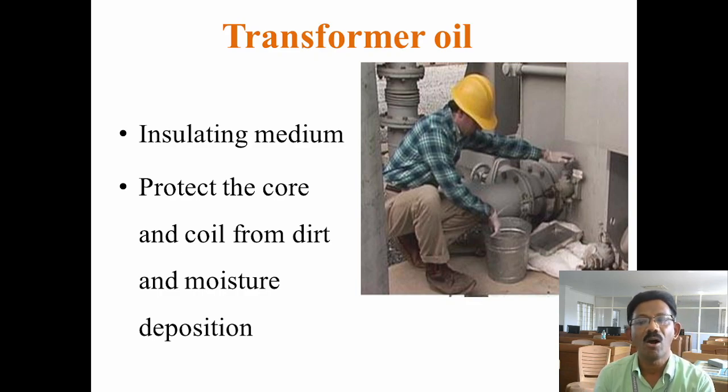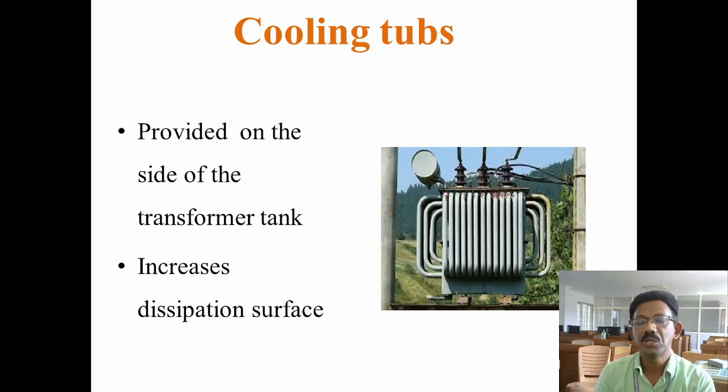Then transformer oil. The core winding assembly is immersed in transformer oil. It acts as an insulating medium. Also, it protects the core and winding assembly from dirt and moisture deposition. Then cooling tubes. They are provided on the side of the transformer tank. In some transformers, instead of cooling tubes, cooling fins are also provided. This helps to increase the heat dissipation surface so that natural cooling is more effective.